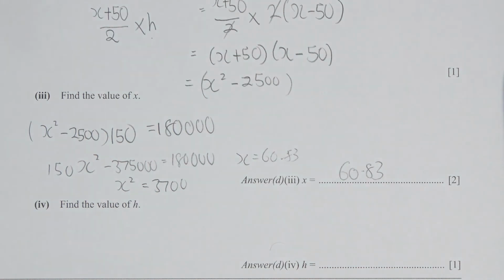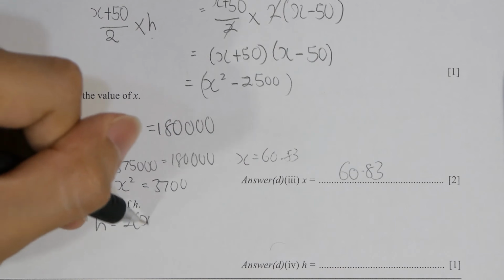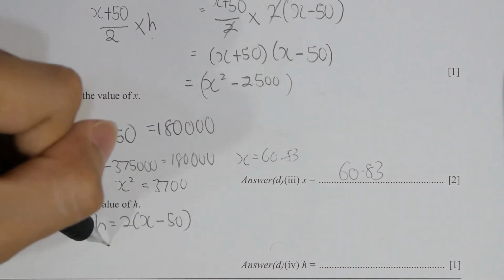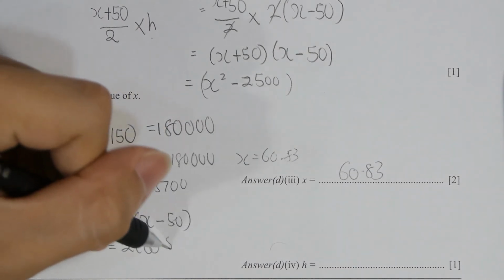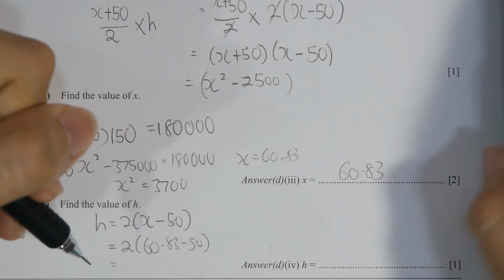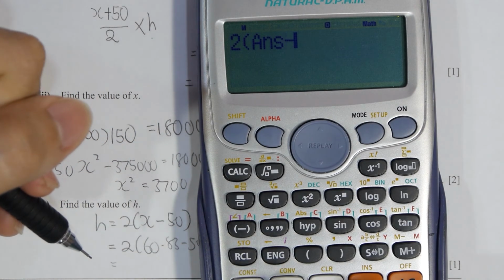And find the value of h. h equals 2 bracket x minus 50. Okay, substitute the x value that we have gotten earlier, then we get h as 21.66.